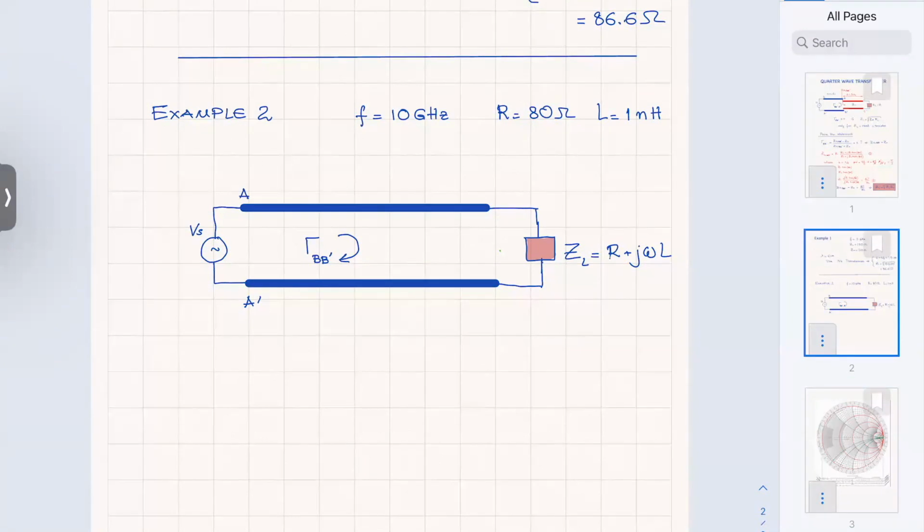And now I want to match this one to my load, all right? Z naught is 50 ohms for this line. But I want to match this with a shunt element. Shunt element means an element in parallel. So say, match this using a shunt element.